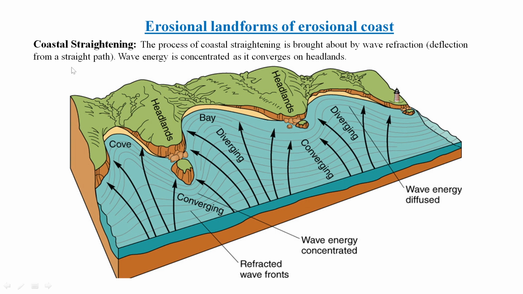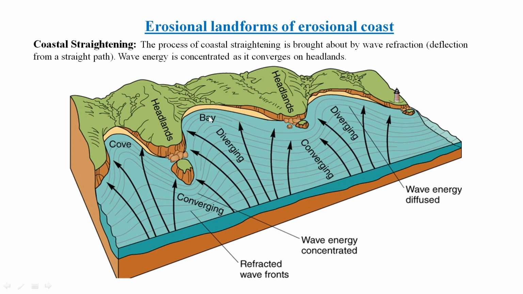Then you also have the tendency of coastal straightening, that the shoreline will always try to become straight. The process of coastal straightening is brought about by wave refraction, deflection from a straight path. So wave energy is concentrated as it converges on the headland. These headlands are convex outward land areas towards the sea, and the concave zones towards the sea are your bay zones.